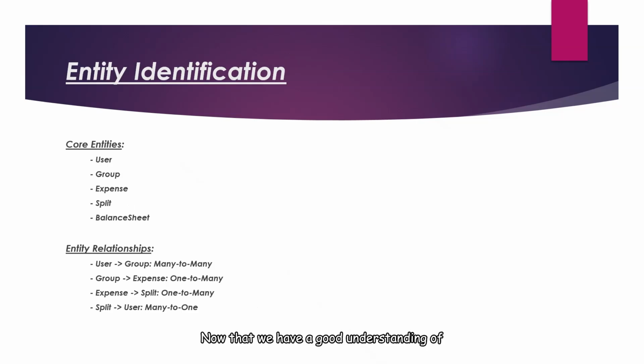Now that we have a good understanding of the problem, let's move on to entity identification. In any system design, identifying the core entities is crucial to creating an effective design. In this case, our primary entities are User, which represents an individual user in the system with attributes like ID, name, and email. Group, a group of users who can share expenses. A group can have many users, and each user can belong to multiple groups.